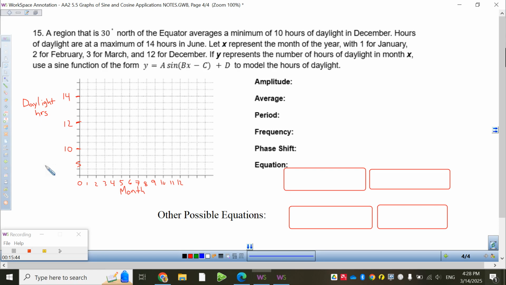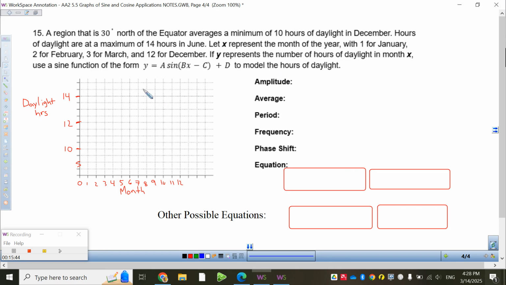Okay. A region that is 30 degrees north of the equator averages a minimum of 10 hours of daylight in December. Hours of daylight are at a maximum of 14 hours in June. Let x represent the month of the year, with 1 for January. Use a sine function of the form y equals a sine bx minus c plus d to model the hours of daylight. Okay, so let's plot what we know about this problem, and then let's see if we can figure out our 4 important values here.